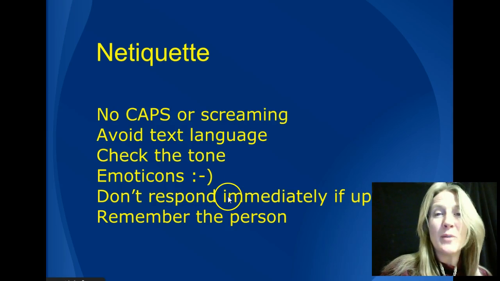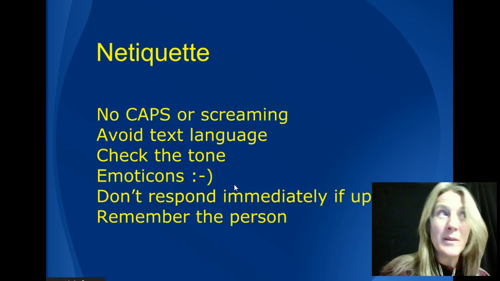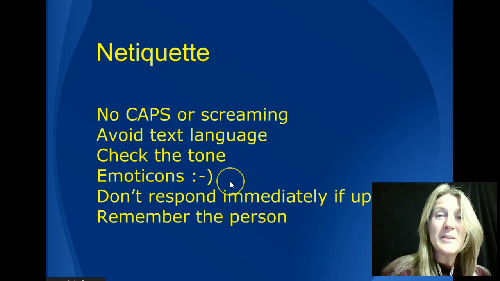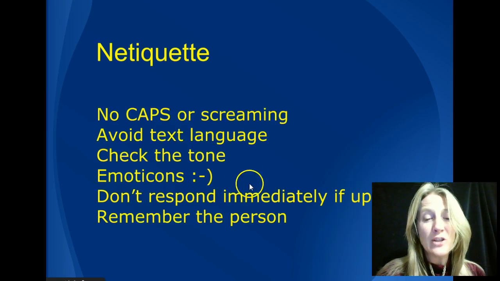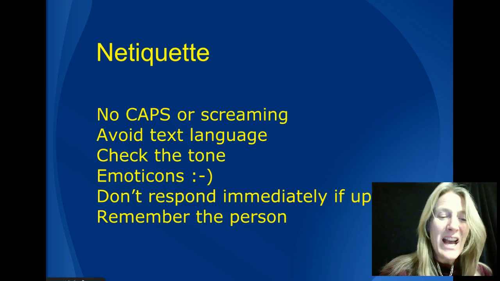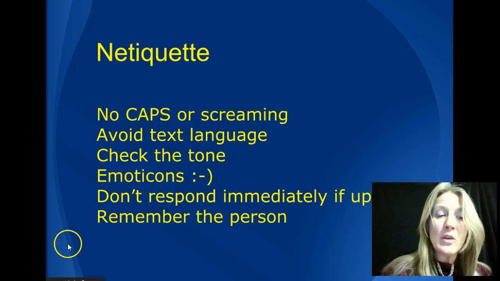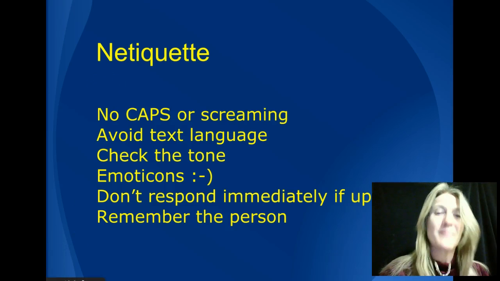Also, a recommendation: if you're upset about something, this may come into play when we start discussing debate topics, don't respond immediately, because you may not have the kind of polite tone that you think you're going to have. The written word is a little bit tricky. So netiquette is basically an idea of conventions that you'll want to use when you're working with others online.